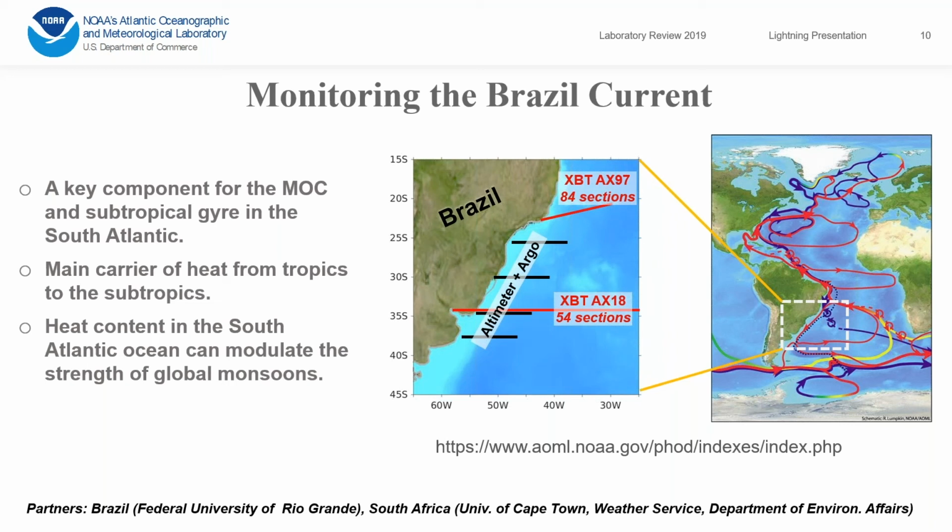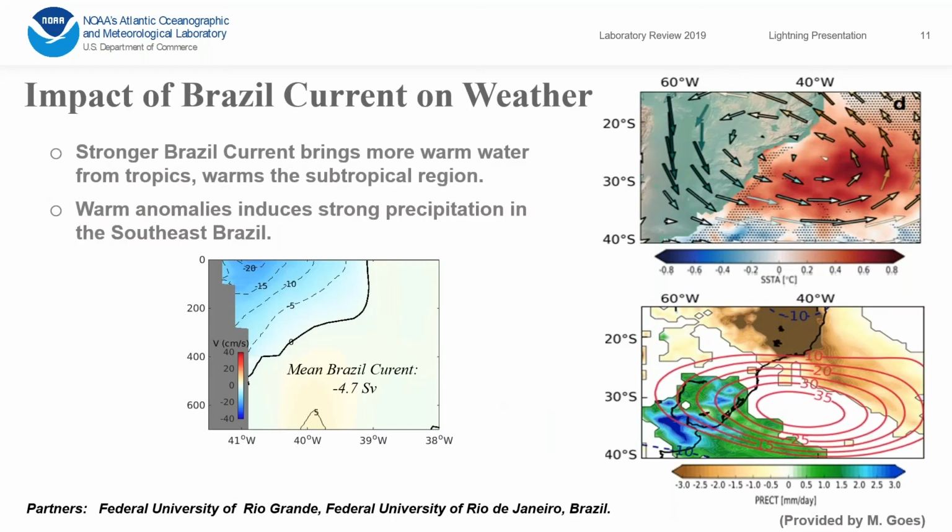We have been monitoring the Brazil Current from SBTs, Argo, and altimeter. Our ongoing study suggested that the warm condition associated with the stronger Brazil Current increases convective evaporation, which leads to strong precipitation in southeast Brazil.